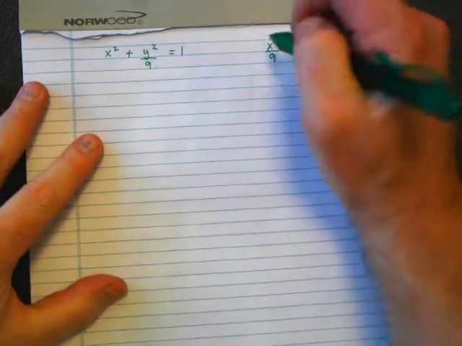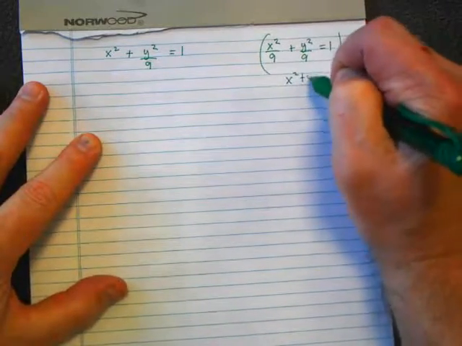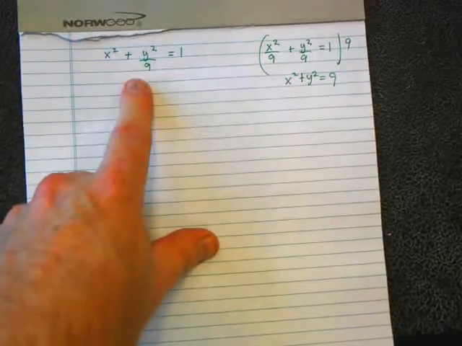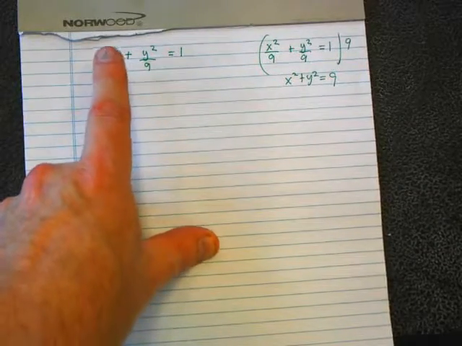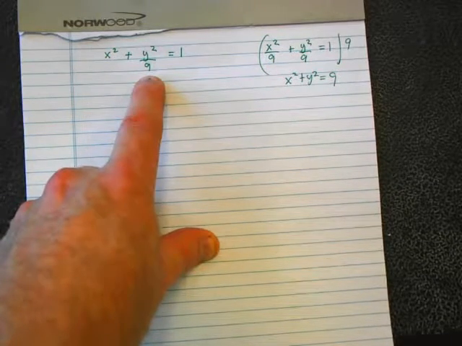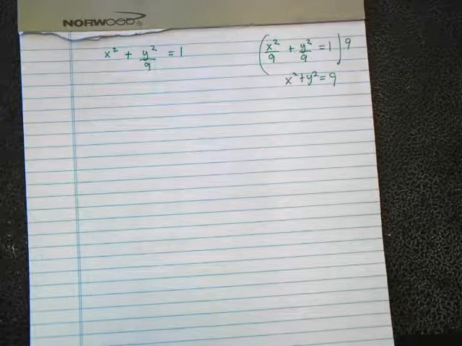Of course, I could take this whole thing and multiply it by 9. We would probably usually write it as x squared plus y squared equals 9. That one would be a circle. You can tell this one's an ellipse because it has the x squared, but it's got y squared over 9. It doesn't have the same numbers in front. That's the difference between an ellipse and a circle.